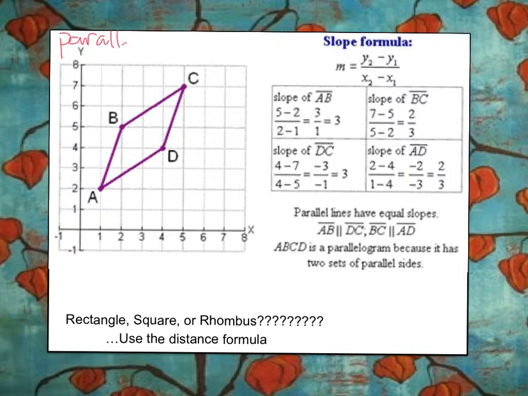Parallel slope is the same. This is why we've been talking about parallel and perpendicular slope in class. It's because now we're going to apply it with quadrilaterals as well. So if I can prove that two opposite sides are parallel, that means that they have the same slope, then I can prove that this shape is a parallelogram.